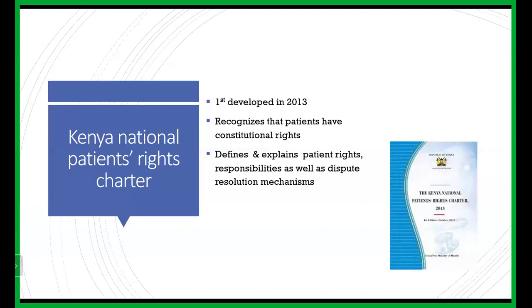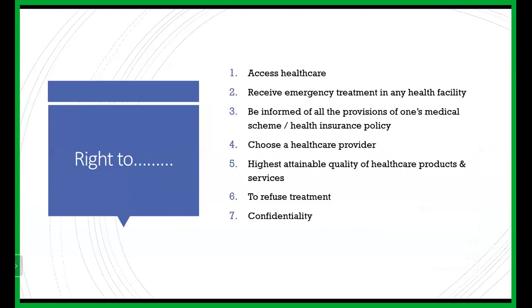So it's a document that patients can go through, and even as we interact with patients, we need to know what their rights are. So I'm going to just highlight them briefly before we go into the discussion. So this is the way the rights are arranged in the Patient Rights Charter, and each of the rights comes with an explanation of what it means, but I will just go through briefly what the rights are. So the first right is to access healthcare. Then patients have a right to receive emergency treatment in any health facility.